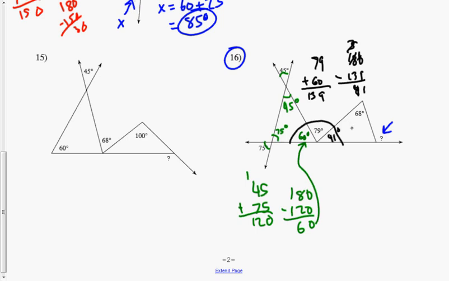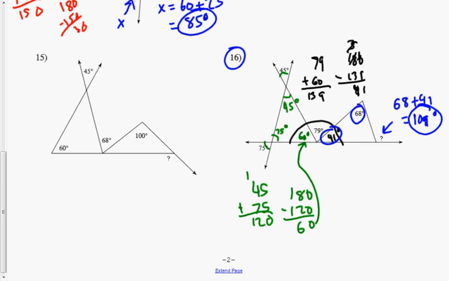So that means this is a 41-degree angle. Now finally, to get my missing angle, we said that it's equal to the two interior angles that are not adjacent to it, not next to it. So if I add up 68 plus 41, which is 60 and 40 is 100, and 8 plus 1 is 9, so it's 109. That's a 109-degree angle.